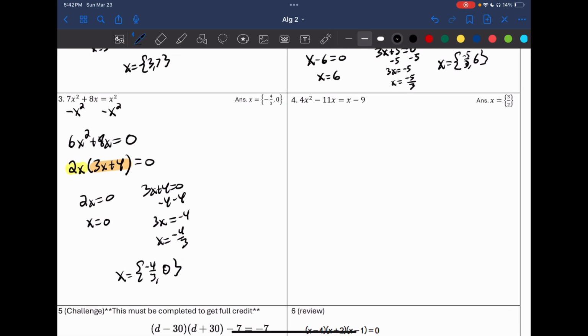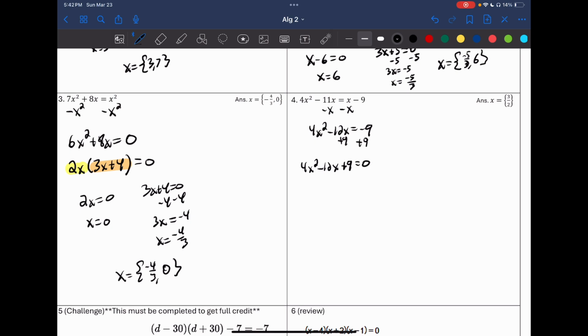All right, for this one as well, we don't have it equal to 0, so we want to start by subtracting x from both sides. That's going to give us 4x squared minus 12x is equal to negative 9. Then we want to add 9 to both sides. That's going to give you 4x squared minus 12x plus 9 is equal to 0.